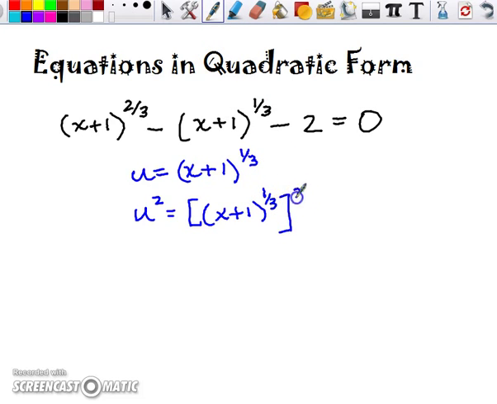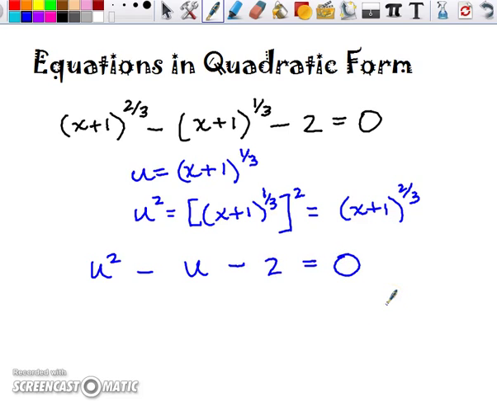Here I go to square it. When I raise a power to a power, I multiply those exponents. And what do I end up getting? I get the quantity of x plus 1 to the 2/3. So this, in essence, is u squared. This is u. Then we have our minus 2, our constant term, equal to 0. Using this substitution, I can rewrite this equation in quadratic form: u squared minus u minus 2 equals 0.